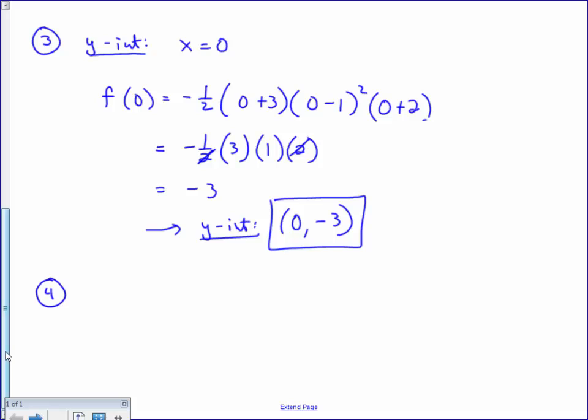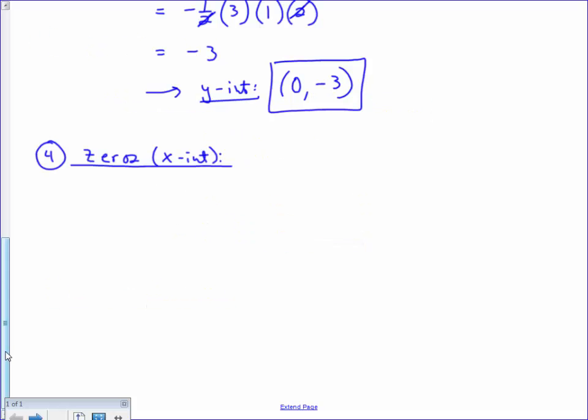As the fourth step, I need to find my zeros, or my x-intercepts. To do that, I would need to substitute 0 for f of x into my original function, and then I'm wanting to solve for x. I believe this function is actually called g of x, but in this case I will substitute the 0 in as usual. And then here it was negative 1/2, and then x plus 3, and then x minus 1 to the second, and then x plus 2.